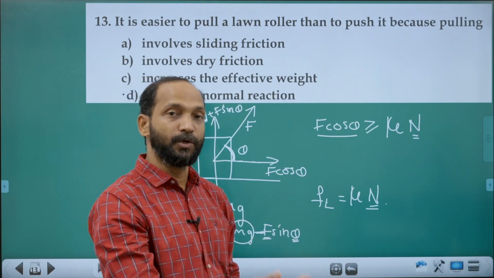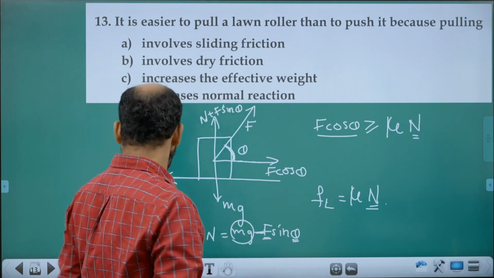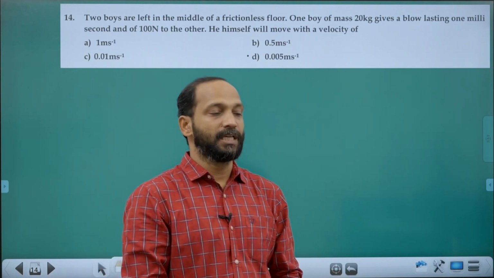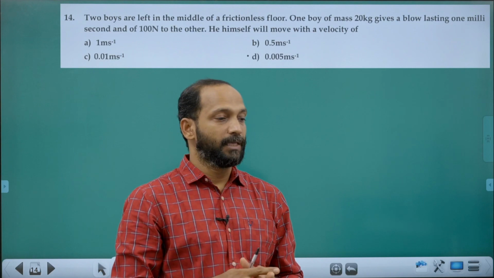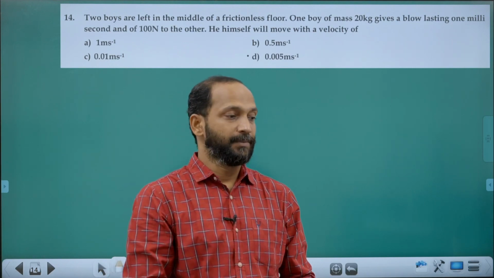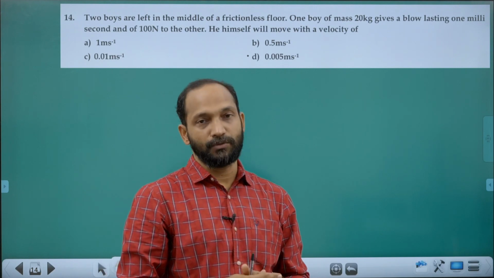Here the normal force is more, so the limiting friction is also more. Question 14. Two boys are left in the middle of a frictionless floor. One boy, 20 kg, gives a blow lasting 1 millisecond and 100 Newton to the other. He himself will move with the velocity of.